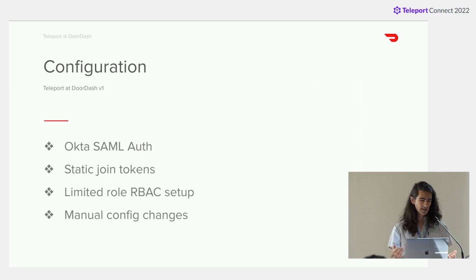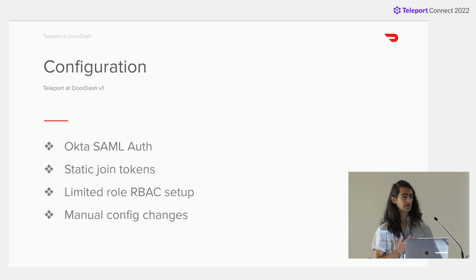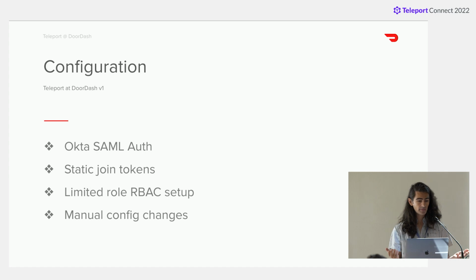On the configuration side, we went with Okta SAML auth. We wanted to leverage a lot of our existing Okta groups that we used for existing access and leverage those with Teleport, specifically for Kubernetes RBAC. So we were able to pass these Okta groups to Kubernetes to maintain the same group access that we had before, but just facilitated via Teleport. So we really wanted this Okta auth setup.